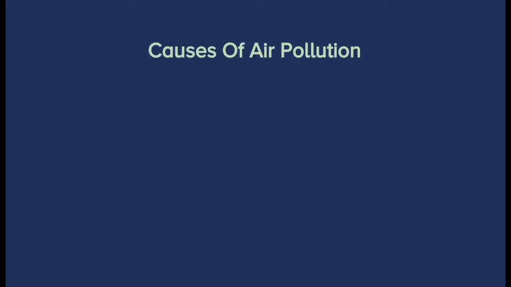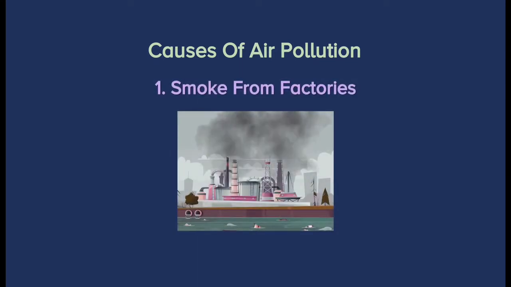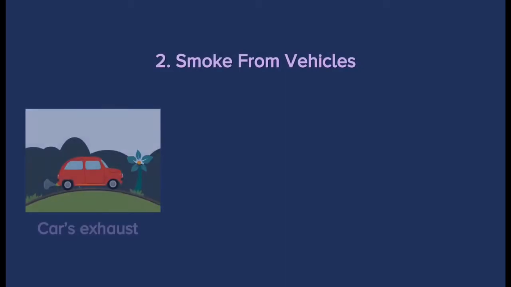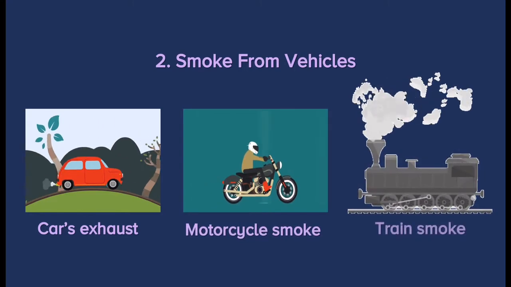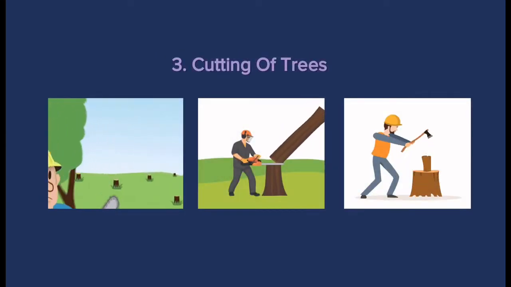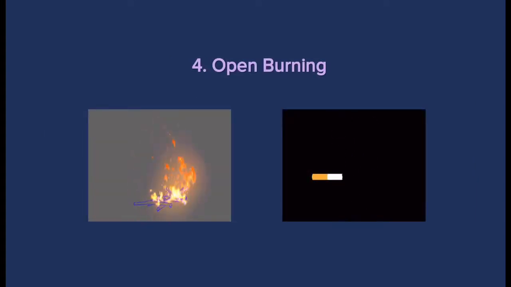There are many causes of air pollution. Number 1. Smoke from factories. Second, smoke from vehicles such as car exhaust, motorcycle smoke, and train smoke. Number 3. Cutting of trees. Number 4. Open burning such as wildfires and cigarette smoke. When we burn fossil fuels, it releases a lot of gas into the air, causing air pollution.